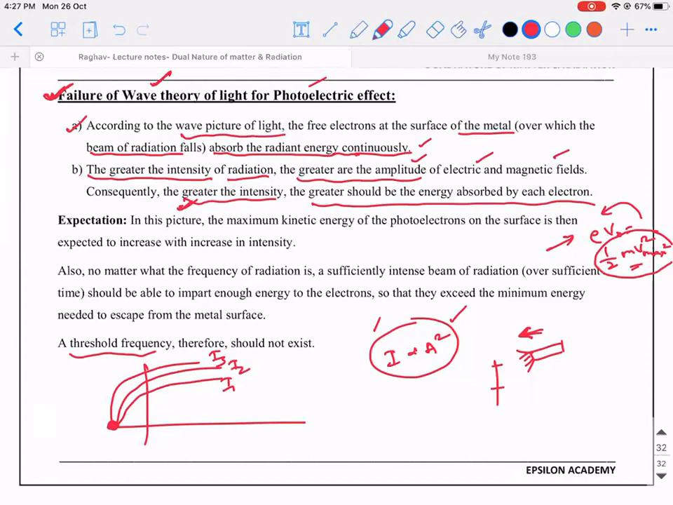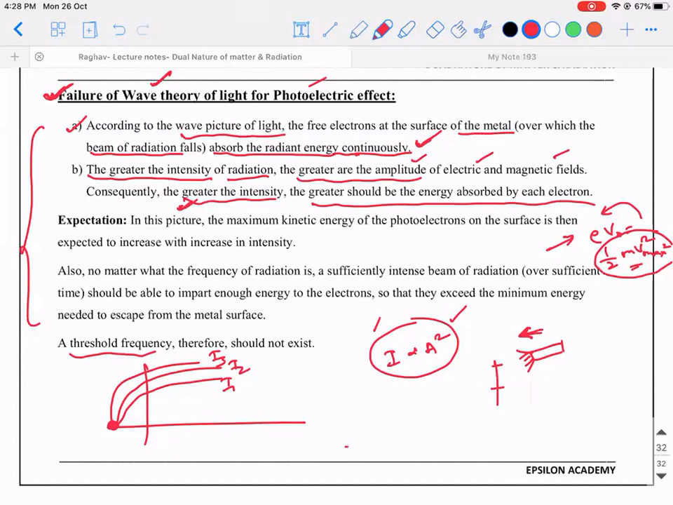There is one more point also. According to wave theory, when the surface is absorbing energy continuously, there should have been a time lag before the electron is actually supposed to come out. But I told you there is an important point. In the laws of photoelectric emission, we saw that there is no time lag at all. I told you it is less than a nanosecond. When that is not there, again wave theory couldn't explain. So these are all the points due to which wave theory couldn't explain the photoelectric effect. The same points are there in your textbook also. You can just go through it.